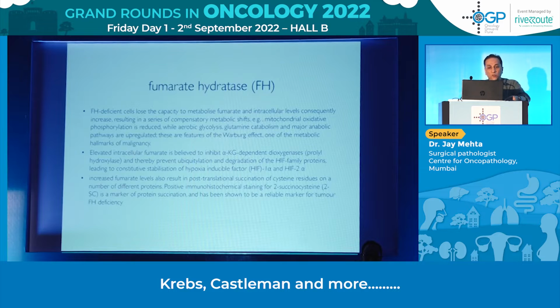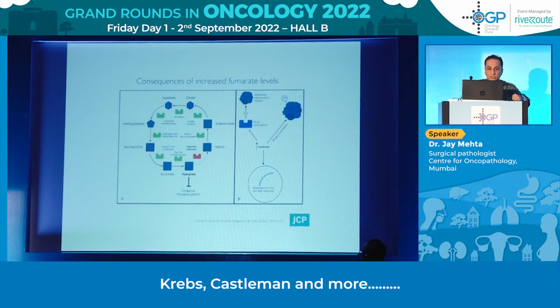Now, elevated intracellular fumarate is also believed to inhibit enzymes which degrade the hypoxia-inducible factors. Once it's inhibited, the hypoxia-inducible factors are stabilized, leading to increased EPO and increased VEGF, which are responsible for cancer, particularly renal tumors. Increased fumarate levels also result in post-translational succination of cysteine residues, or protein residues, and you can use that phenomenon, 2-succinocysteine, that's 2-SC, as a biomarker to understand there is an FH deficiency in the tumor cells. So this is just what I explained to you just now.